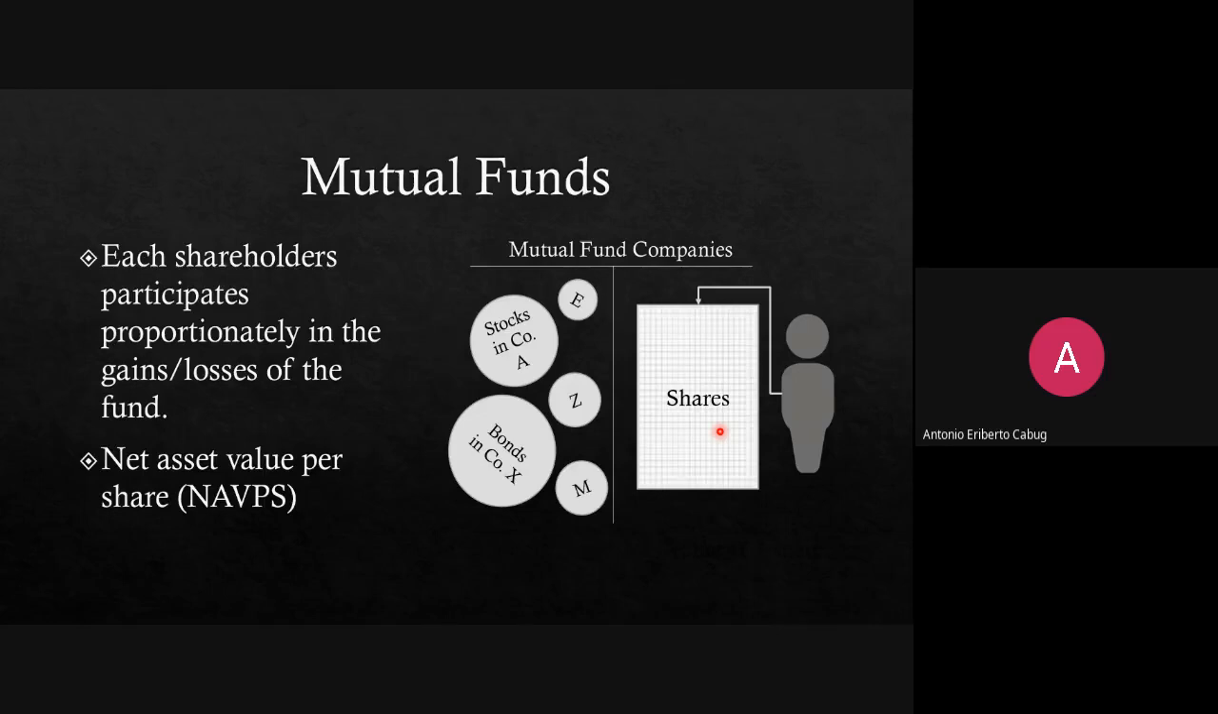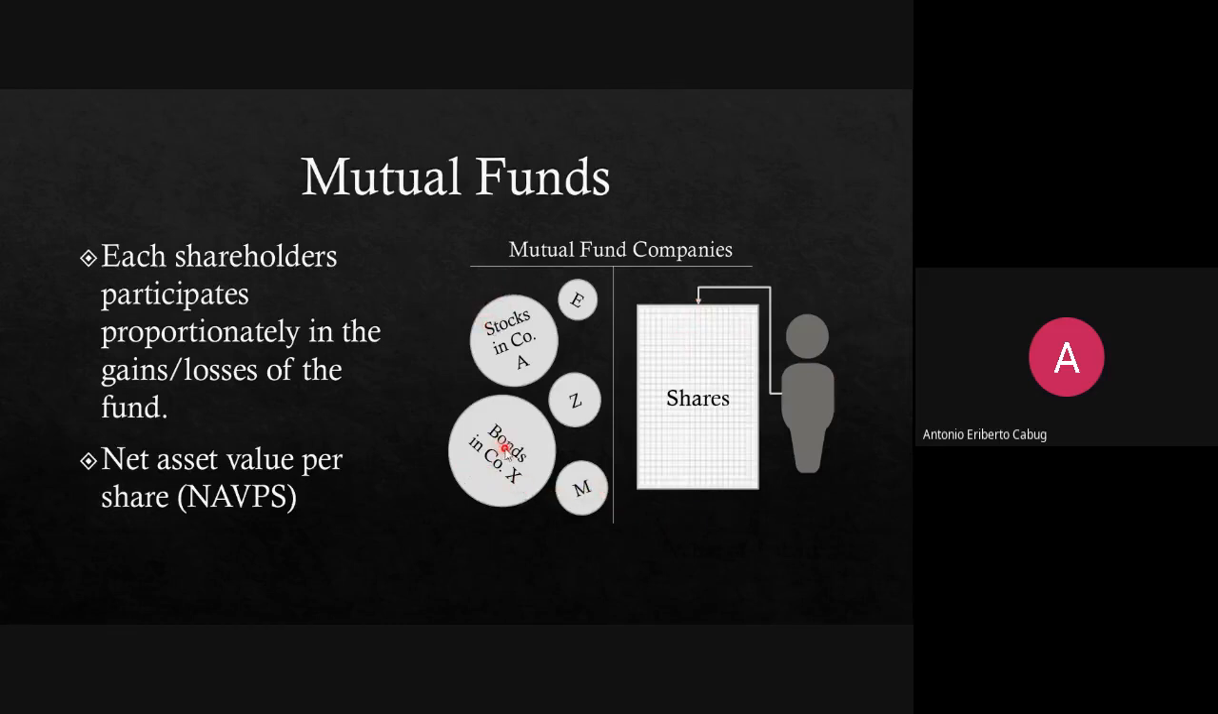NAV-PS. Net asset value per share. The stock value of a mutual fund company is called the NAV-PS, net asset value per share. So when the stock prices go up, the bond prices go up, they will be reflected in the NAV-PS. If the value of the securities are up, the value of the shares will also go up. Okay, this is a balance sheet, no?